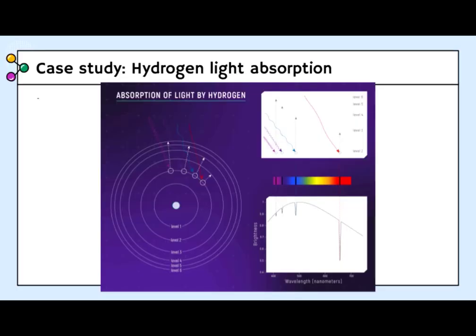A hydrogen atom is very simple. It consists of a single proton in the nucleus and one electron orbiting the nucleus. When a hydrogen atom is just sitting around without much energy, its electron is at the lowest energy level. When the atom absorbs energy in the form of light, the electrons in the atom are able to jump up in energy levels depending on how much energy it absorbs.